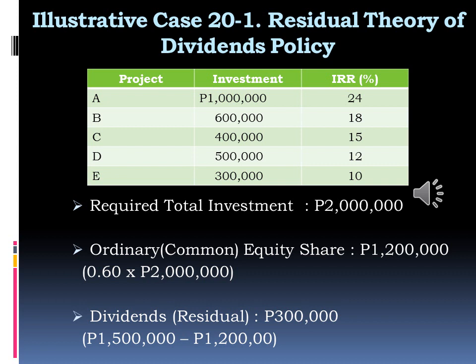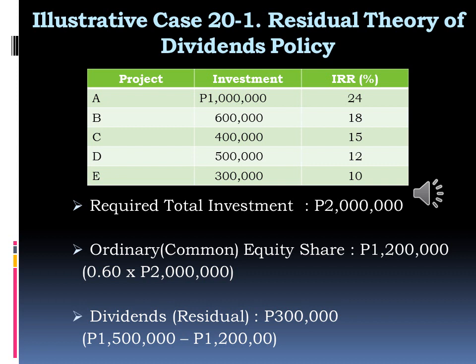So the firm's optimal capital budget consists of projects A, B, and C because the internal rate of return for each of these projects exceeds the firm's marginal cost of capital. The firm's marginal cost of capital is 14%. That is why projects D and E are not chosen, because they only have 12% and 10% returns. So these three projects A, B, and C require a total investment of 2 million pesos.